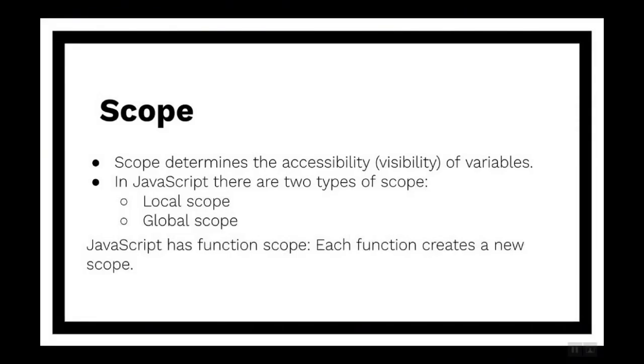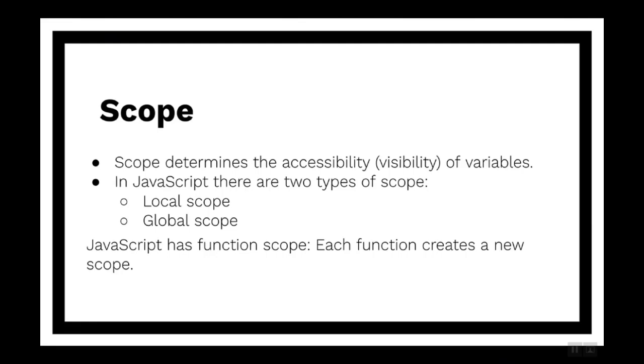So scope determines the accessibility of variables. For example, if you declare a variable at the start of your JavaScript file, that variable will be accessible through all of the programs that you write, all of the functions that you write below, right? So that's the scope that is called a global scope.